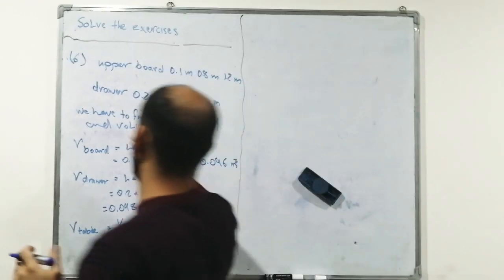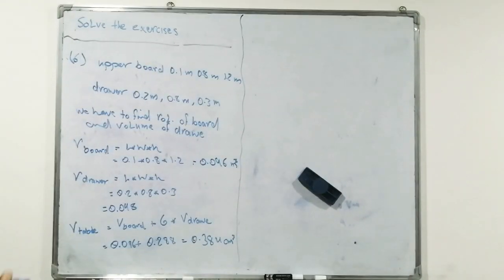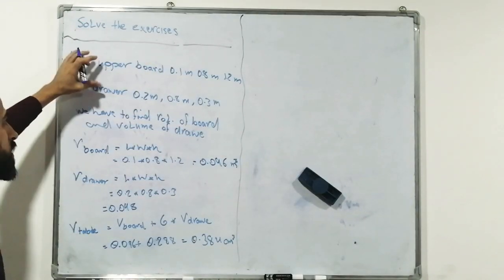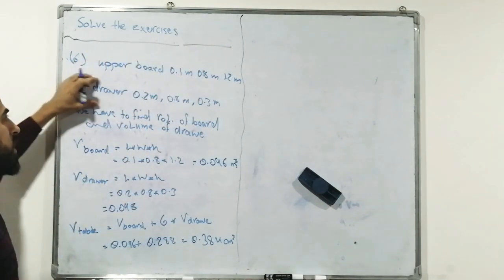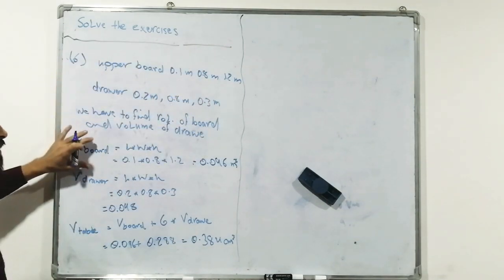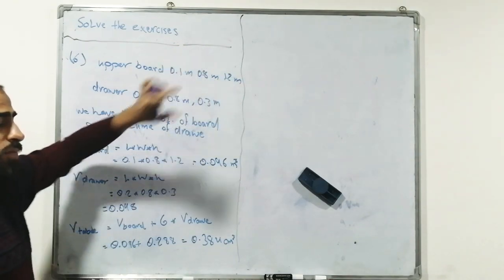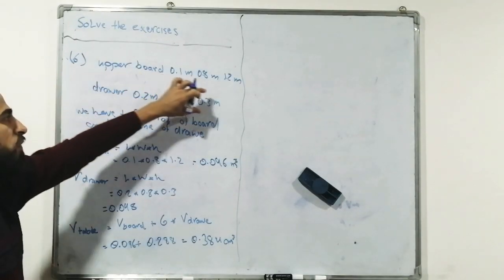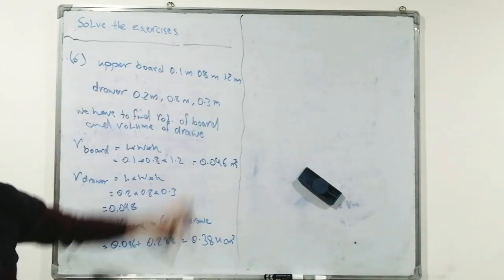We have to find the volume of the table. So we divided the table, the compound shape, into the upper board and 6 drawers. To find the volume of the table, we will find the volume of the upper board and the volume of one of these 6 matching drawers.